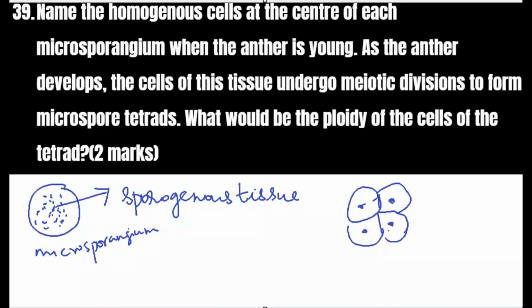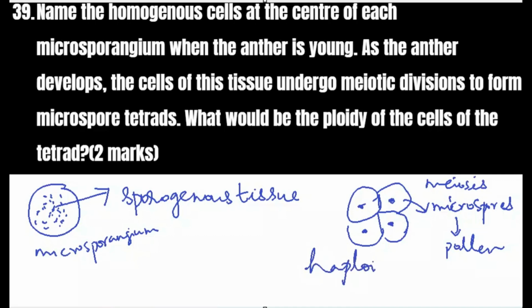What would be the ploidy of the cells of the tetrad? Each one is going to become a microspore. There will be 4 microspores, and each one will become a pollen grain. This is a result of meiosis. So we can say each of the microspores will be haploid. That is the ploidy.